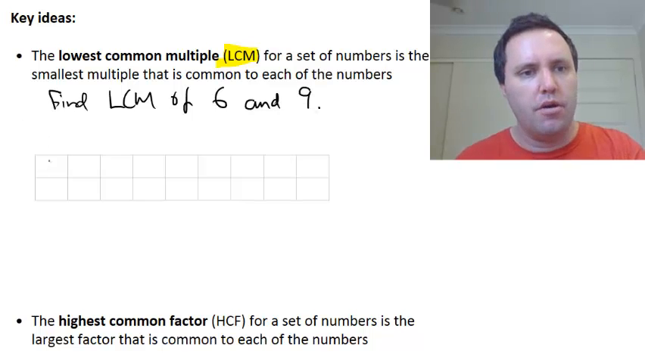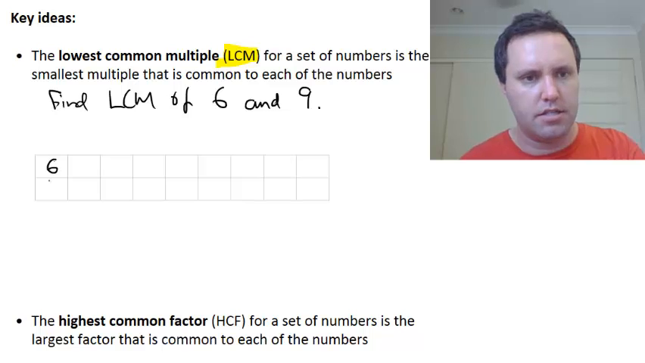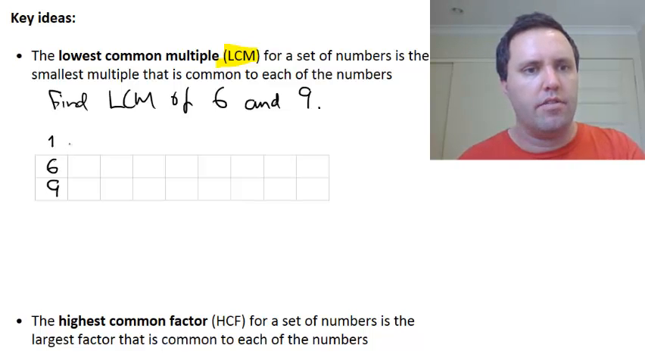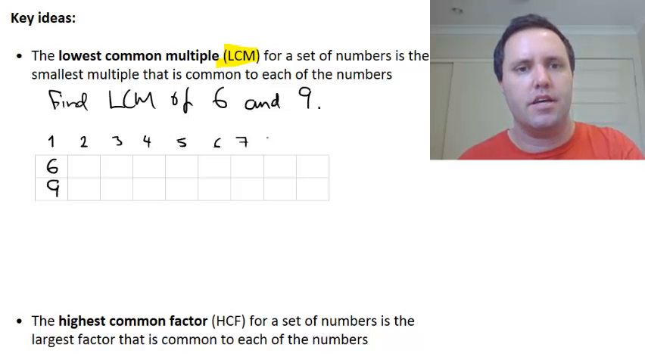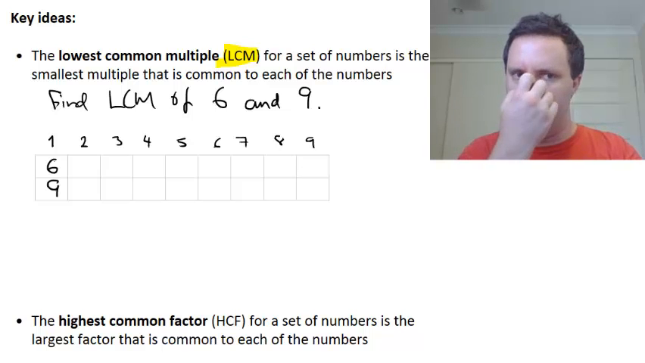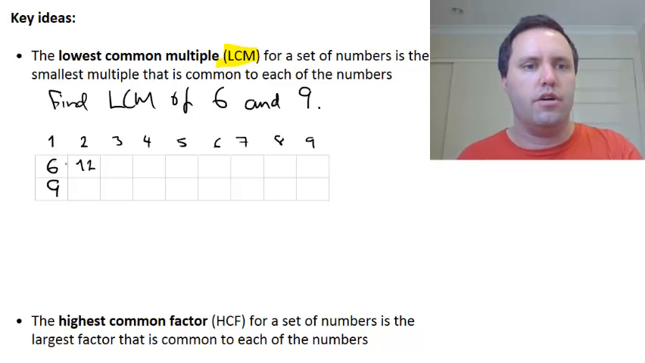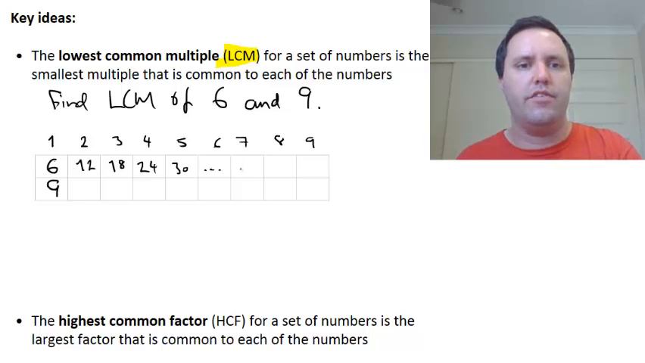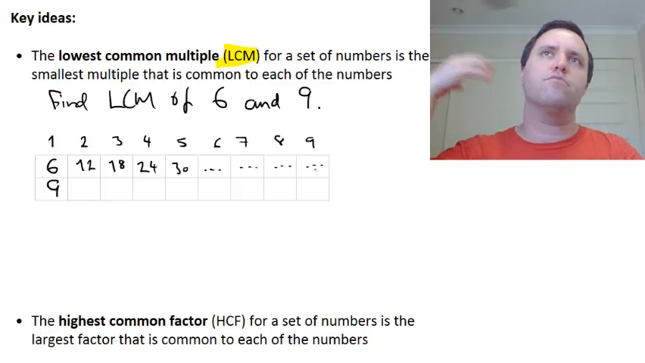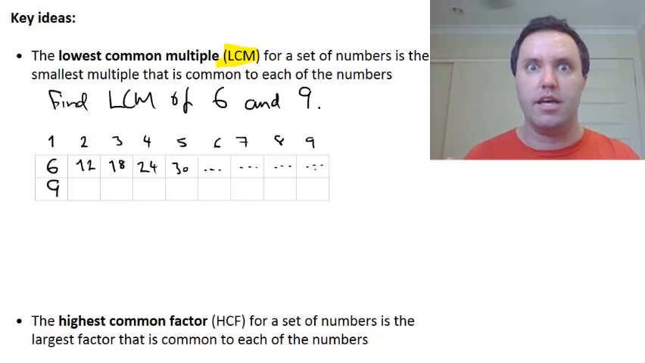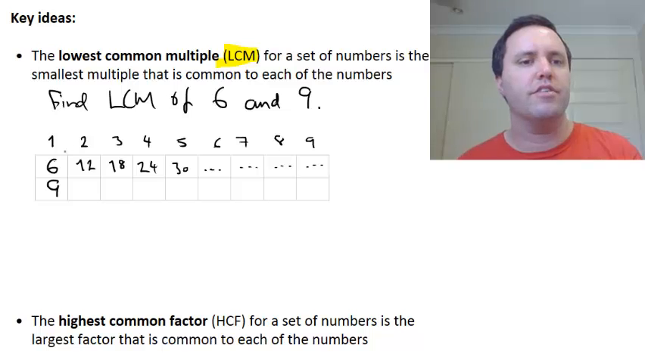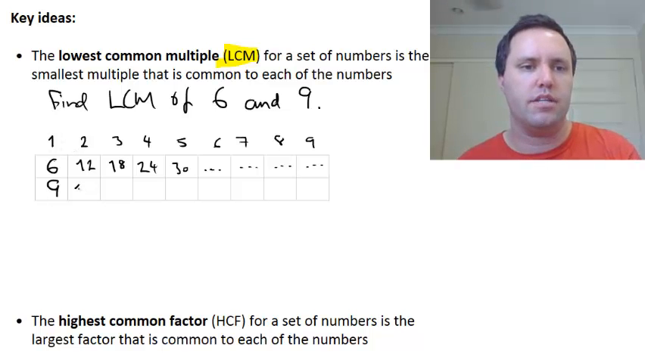Okay, so what I want you to do is draw up a little table. So we're going to have our two numbers, so 6 and 9, and remember our multiples of 1, 2, 3, 4, 5, 6, 7, 8, 9. Okay, right, so 6 times 2 is 12, 6 times 3 is 18, 6 times 4 is 24, 6 times 5 is 30. Now you can fill that all out if you want to, but you'll start to recognize some numbers that are familiar with the other number you're about to test. And so, for instance, let's have a look at 9 now. So 9 times 2 is 18.